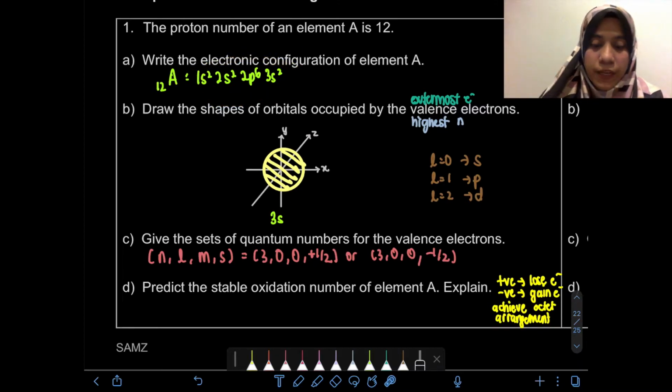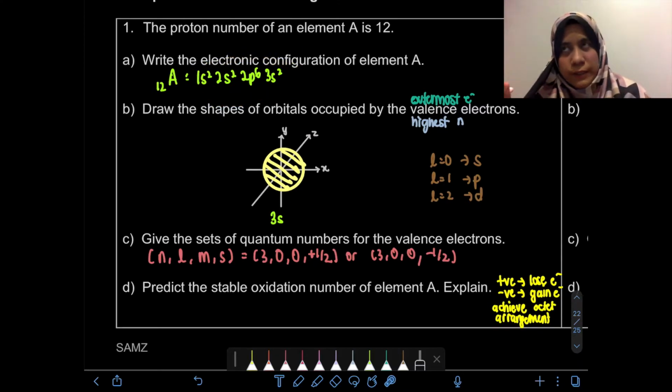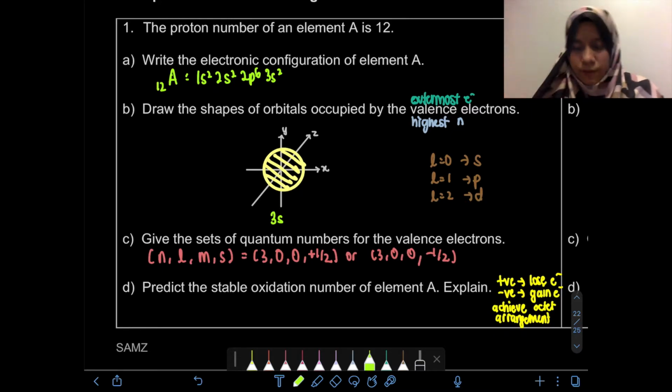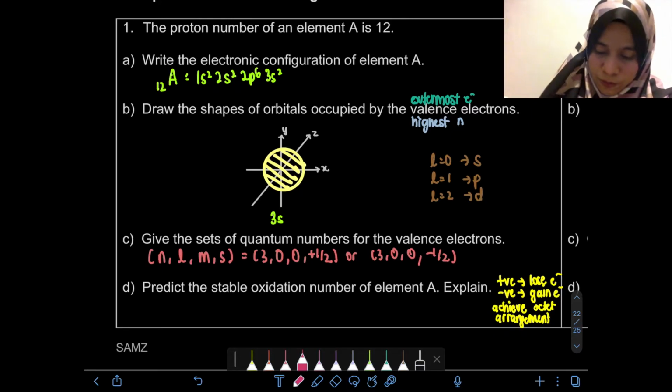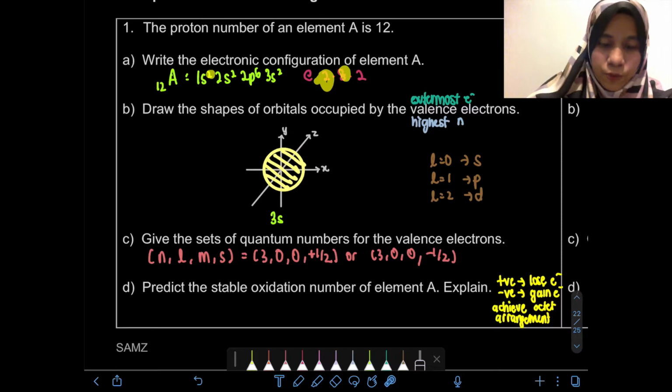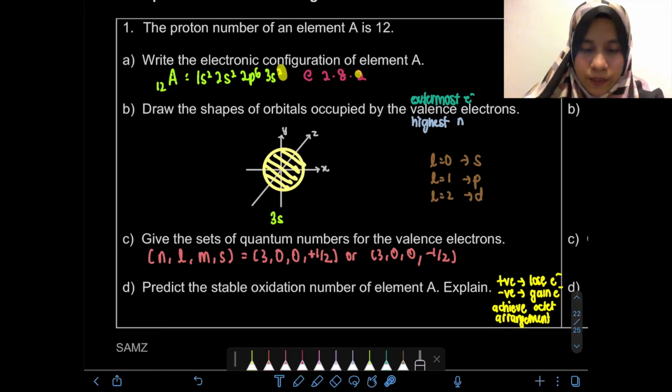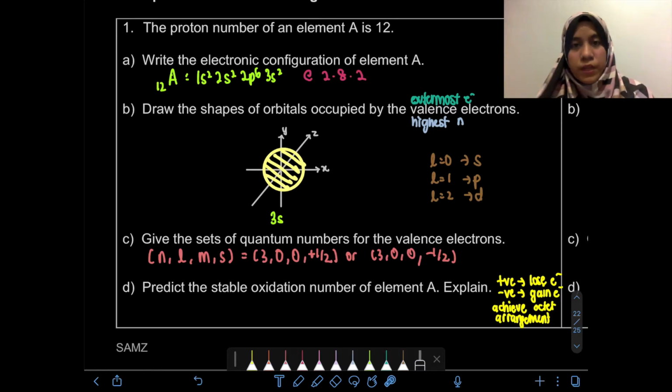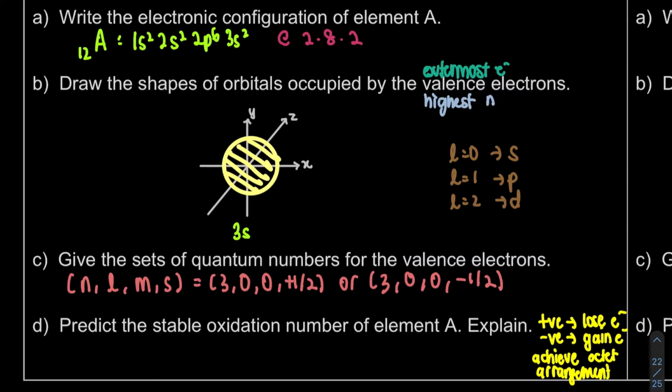Okay, so yang element A ni I'm gonna write down in terms of yang SPM dulu kita belajar. Kalau SPM dulu, kita tahu ni adalah 2.8.2. Sebab first shell ada 2 elektron, second shell ada 8 elektron, third shell ada 2 elektron. Okay, so we know the element ni dia akan donate electron ataupun gain electron to achieve octet. So the outermost electron is actually 2, and we know that the electron wants to achieve octet configuration.